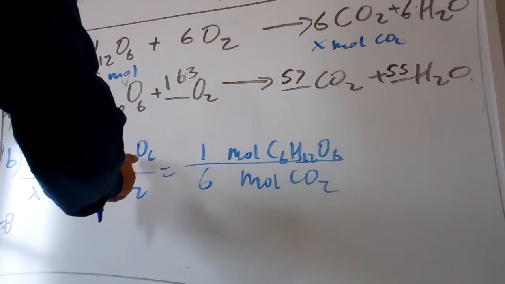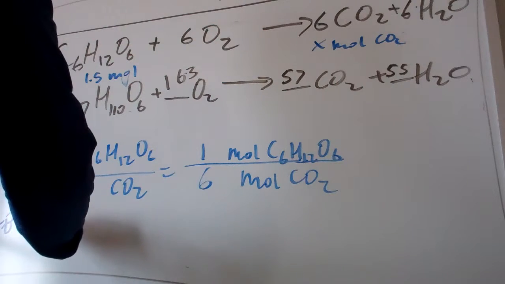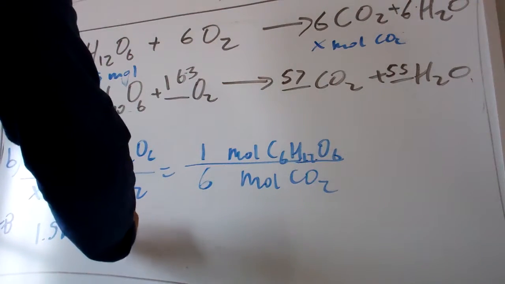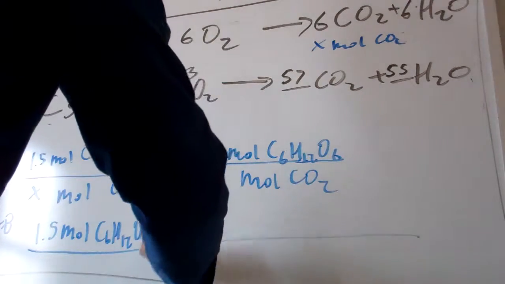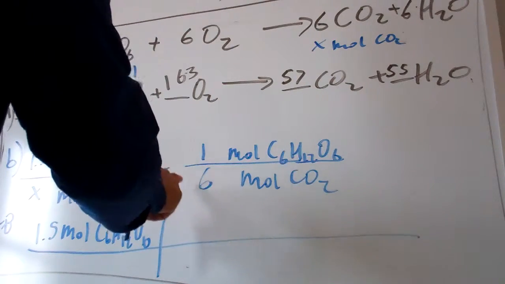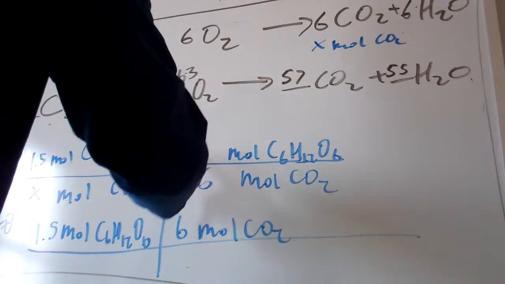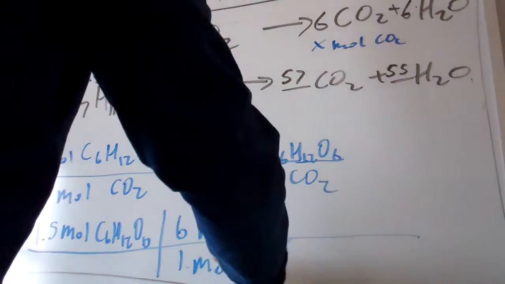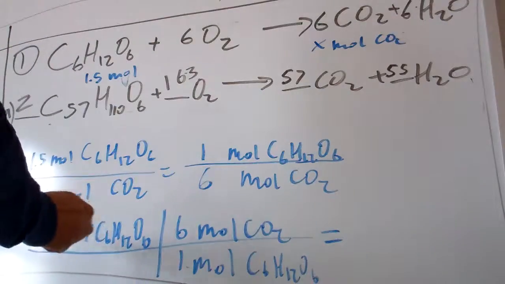So how to solve this? It's cross multiply and divide, right? This times this divided by this. So this is what this looks like. 1.5 moles C6H12O6 times 6 moles of CO2 divided by 1 mole C6H12O6. Sure, it's annoying to write everything out, but trust me, it helps. The reason why it's important is because it helps you check.